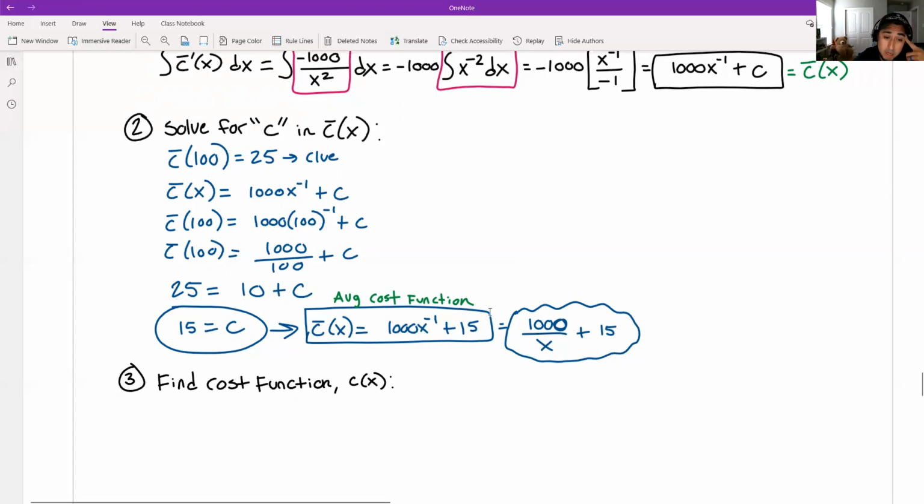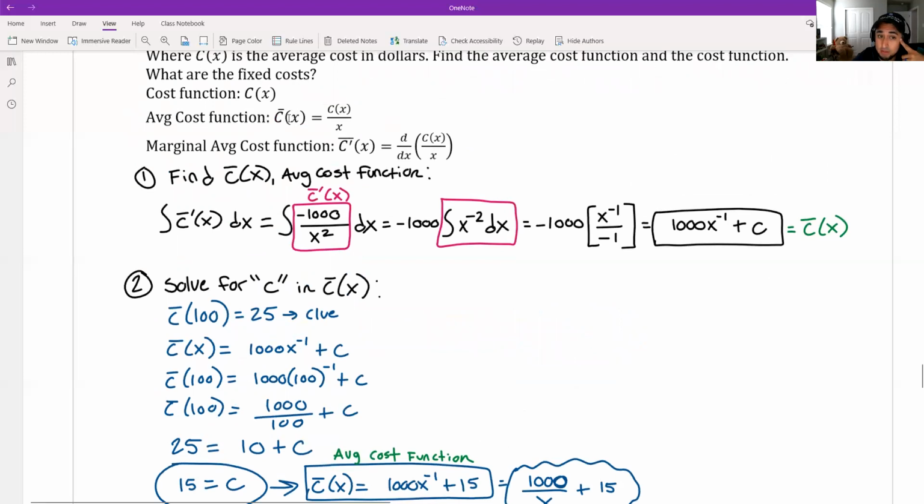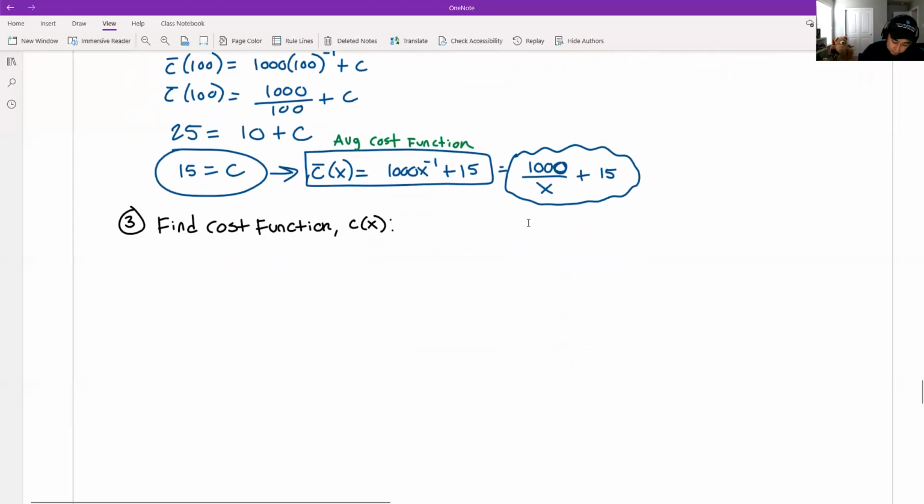From the above, right now what we're working with is C bar of x. So C bar of x puts the cost function over x. Which means that in order to get the cost function, I'm going to plug in our average cost function, and I'm going to do the fraction form. So my cost function from above becomes 1,000 over x plus 15. And I'm going to set that equal to C of x over x.